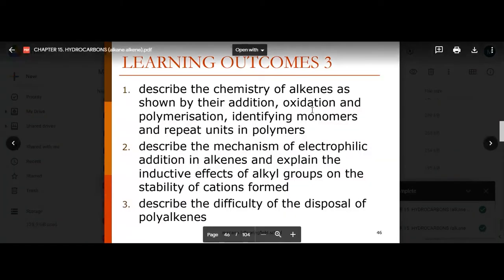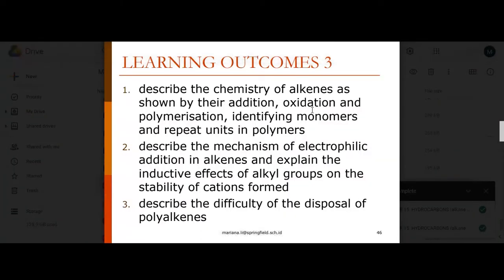In this session, we will learn about alkenes: the general formula, the mechanism of reactions, and the types of reactions of alkenes. Then we will describe the difficulty of the disposal of polyalkenes.